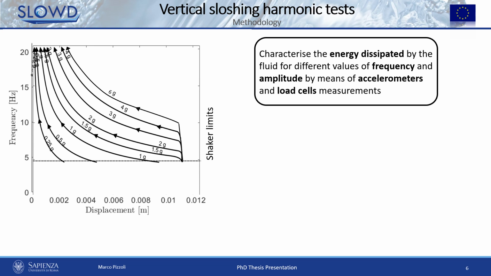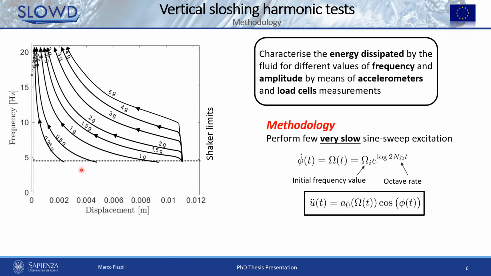The purpose of the experiment is thus to characterize the energy dissipated by sloshing as the frequency and amplitude of the imposed motion change. The methodology adopted for this purpose consisted of performing a few very slow sine sweep tests represented in the figure by these iso-acceleration curves in red, and this, on the other hand, is the law of the vertical motion imposed by the electromechanical shaker.